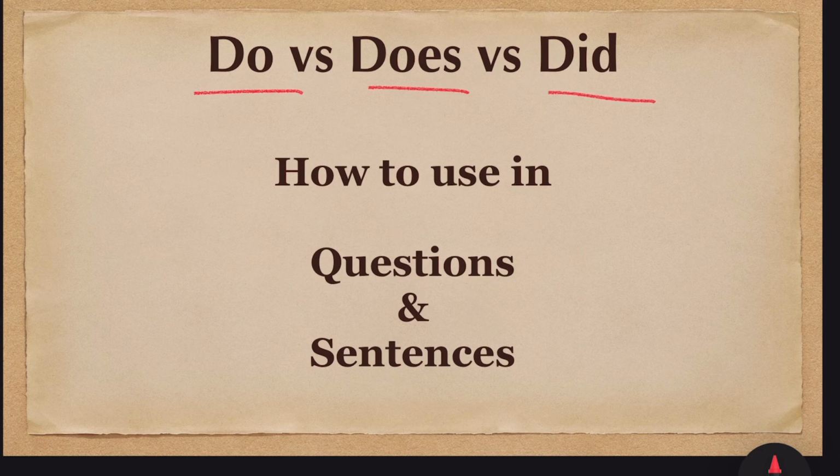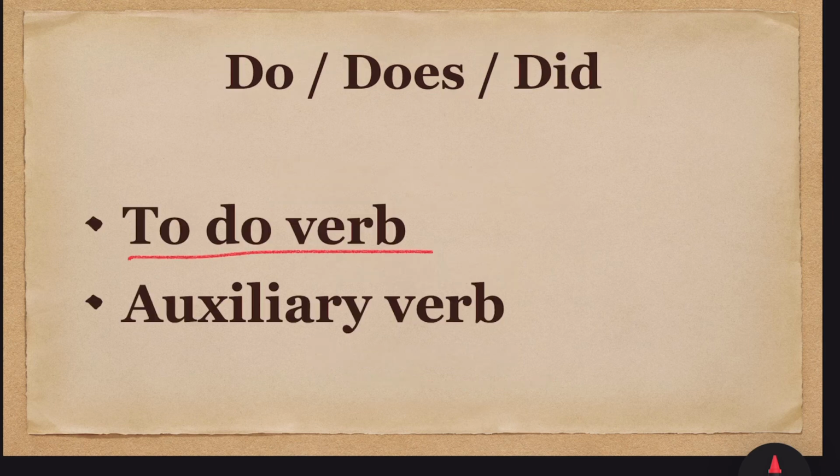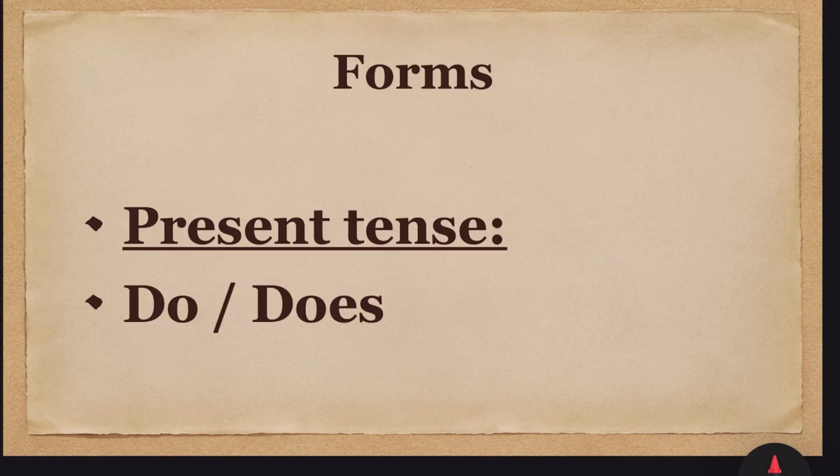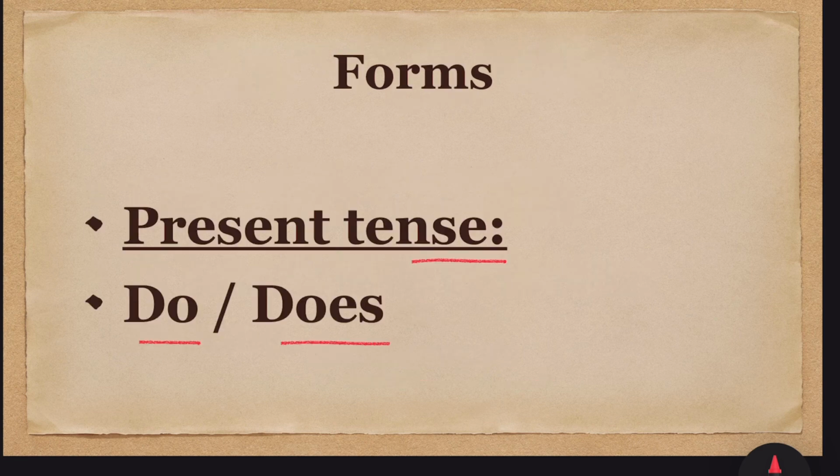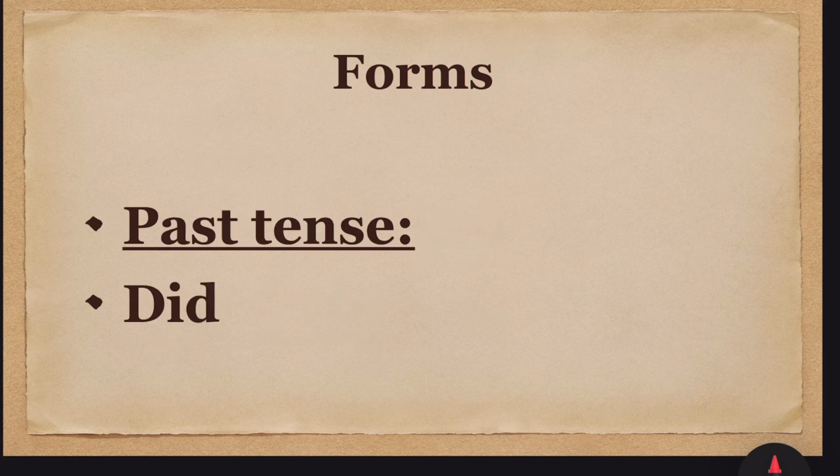Do, does, did. How to use in questions and sentences. To do verb or auxiliary verb. Do, does, did. These can be called as to do verbs or auxiliary verbs. Forms of these verbs. Present tense, do, does. If you want to use do, does, did in present tense, you have to use do or does. If you want to use these verbs in past tense, then you have to use the word did as the verb.